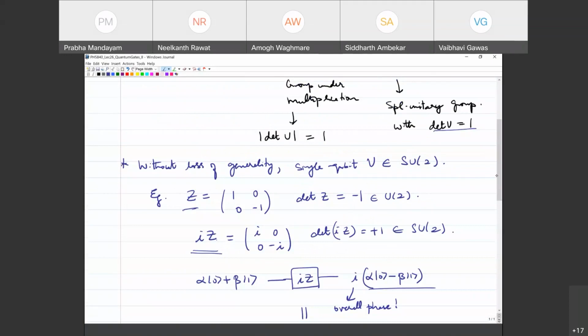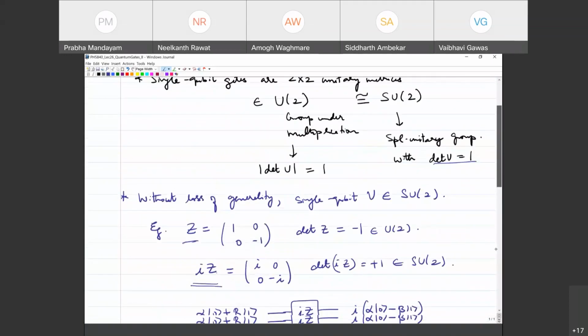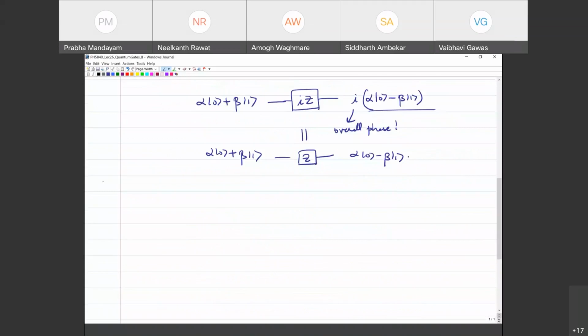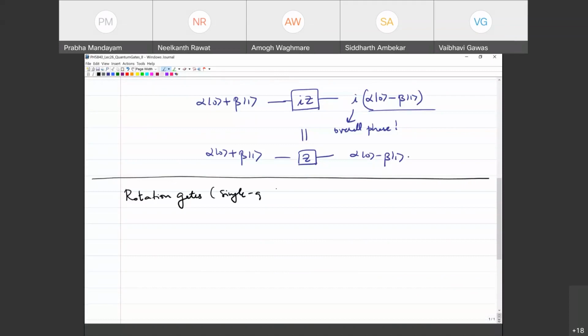We were discussing the rotation gates, right? So we were looking at the rotation gates, of course, single qubit. And these are basically these kind of operators: e to the minus i theta by 2 X, e to the minus i theta by 2 Y, and e to the minus i theta by 2 Z.